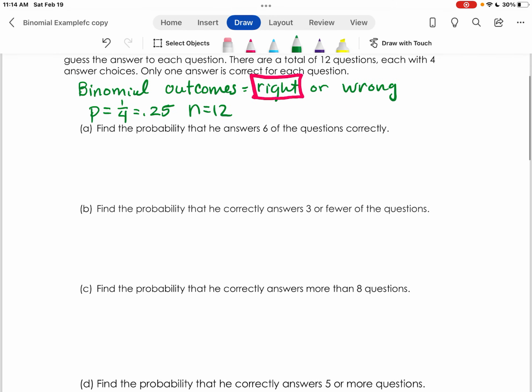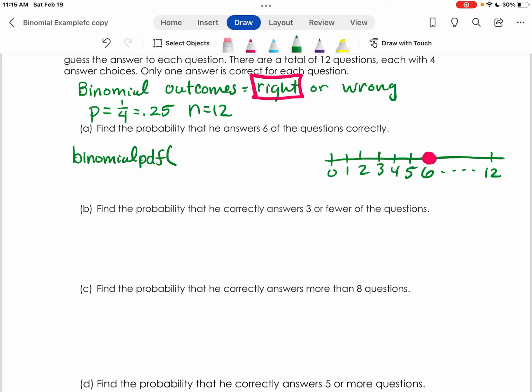Okay, so now where it says find the probability that he answers 6 of the questions correctly. 6 of the questions correctly means we're looking specifically at one value. That is just the value of 6. So in this case, we're going to use the binomial PDF. So I'm going to do binomial PDF. The number of trials, that's your n, which is 12.